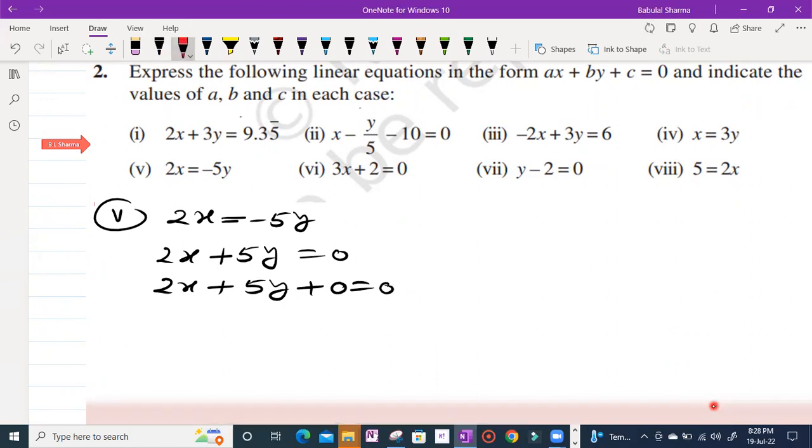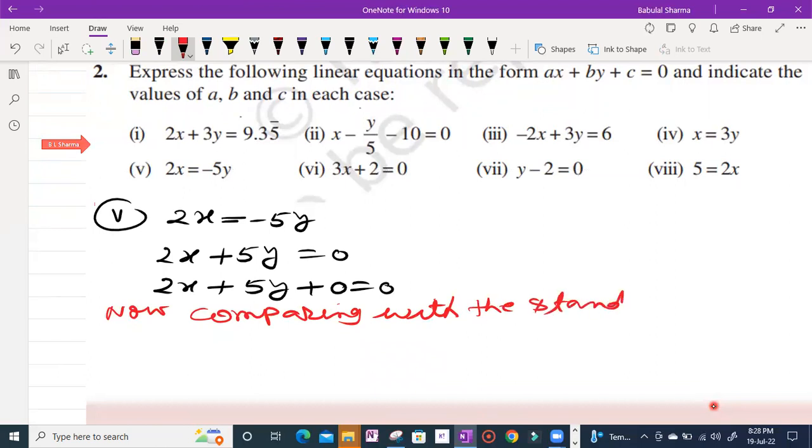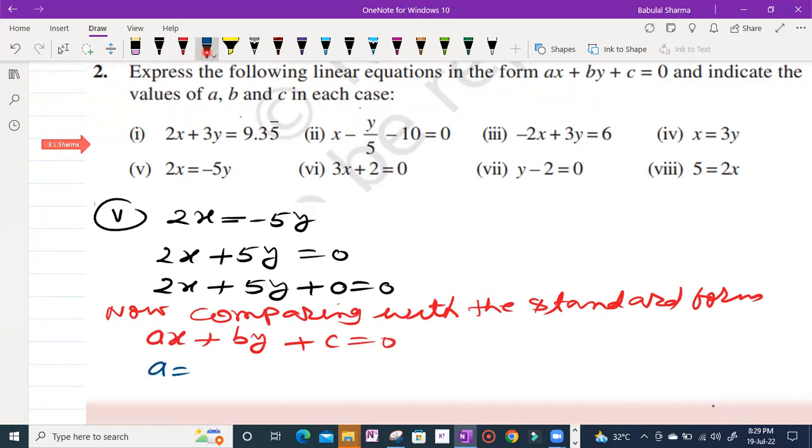And now comparing with the standard form that is ax plus by plus c is equal to 0. So the value of a here will be, value of b will be, and value of c will be here. See, यहाँ पे देखिए, the coefficient of x is a, and here the coefficient of x is 2. So the value of a will be 2.